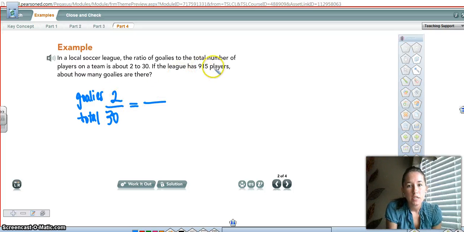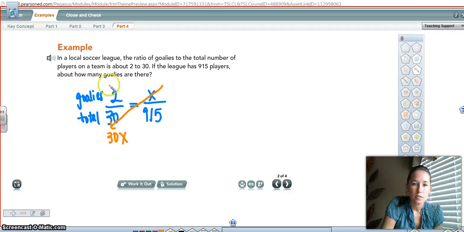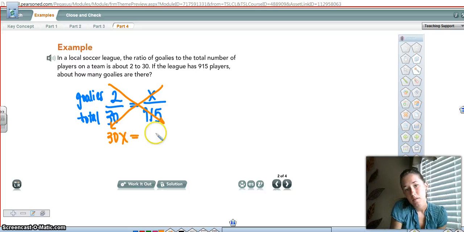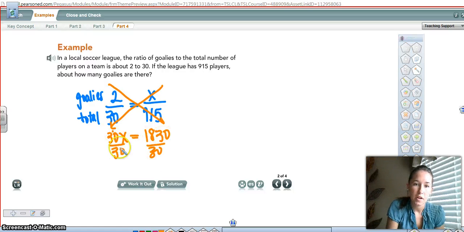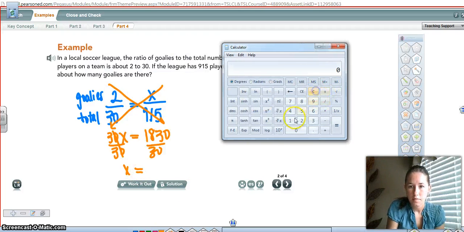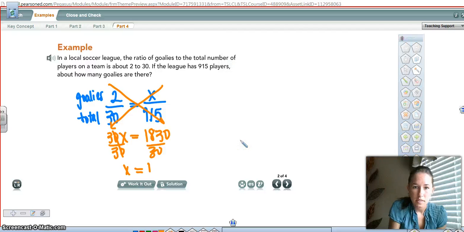I have 915 total players. So that's got to go on the bottom since that's where I'm placing my total players. And we're solving for how many goalies there are. We can cross multiply. 30 times x is 30x. 2 times 915 will be 1,830. And then we can divide both sides by 30 to solve for x. 30 divided by 30 is 1x. And just use our calculator again. 1,830 divided by 30 gives us 61 goalies.